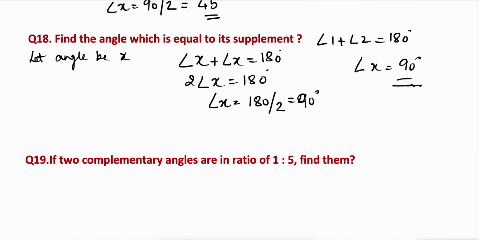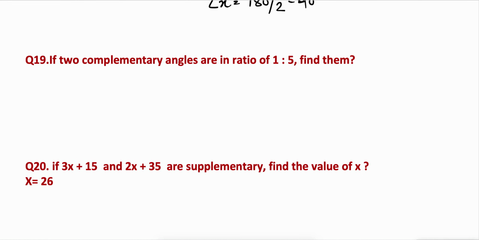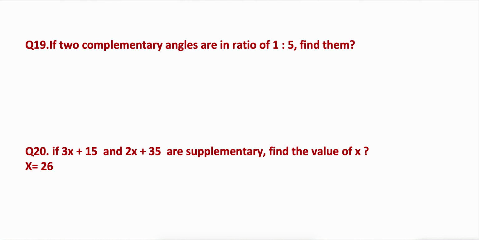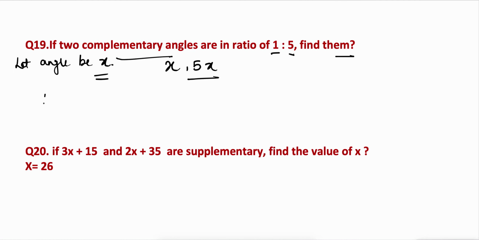Question number 19. If two complementary angles are in the ratio of this, here the angles are not mentioned but their ratio is mentioned, find them. So let the angle be x. So the first angle will be x and the other angle is 5x. And for complementary, angle 1 plus angle 2 should be 90 degrees. So here angle 1 is x, and this is angle 2, which is 5x.